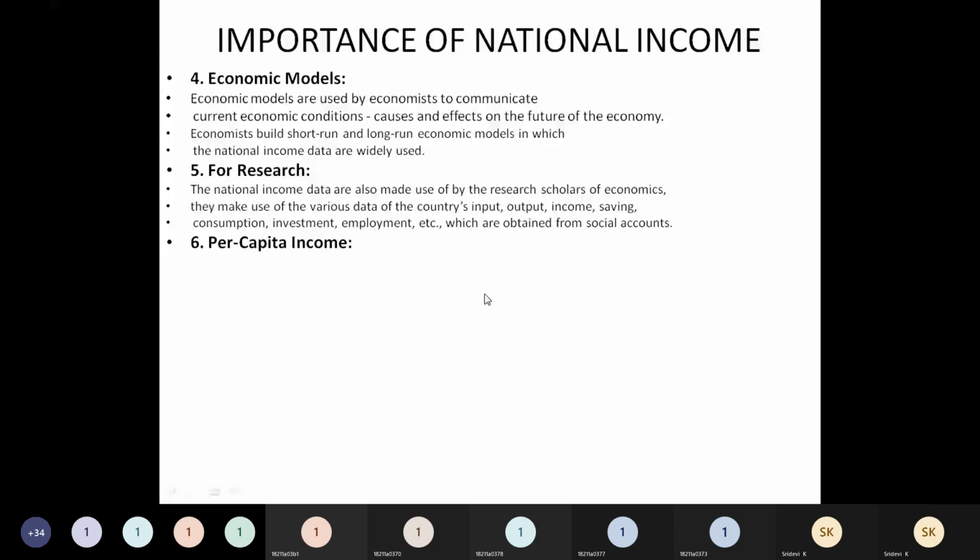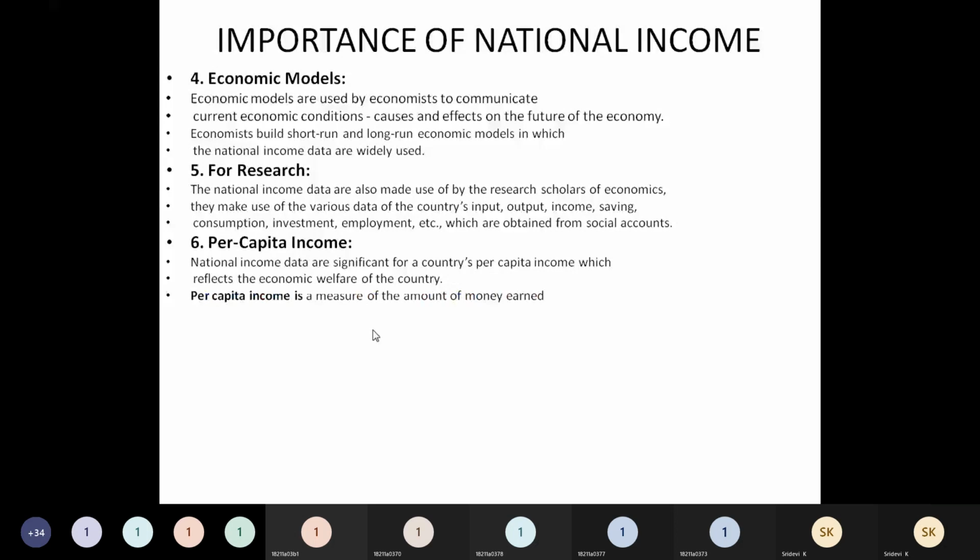And to find out the per capita income, national income will also help you. Per capita income means per head, one single individual, what is the income he is going to earn. So national income will be deciding us, that means deciding the country, how the income of an individual is going to affect. If there is no national income, we cannot do that.